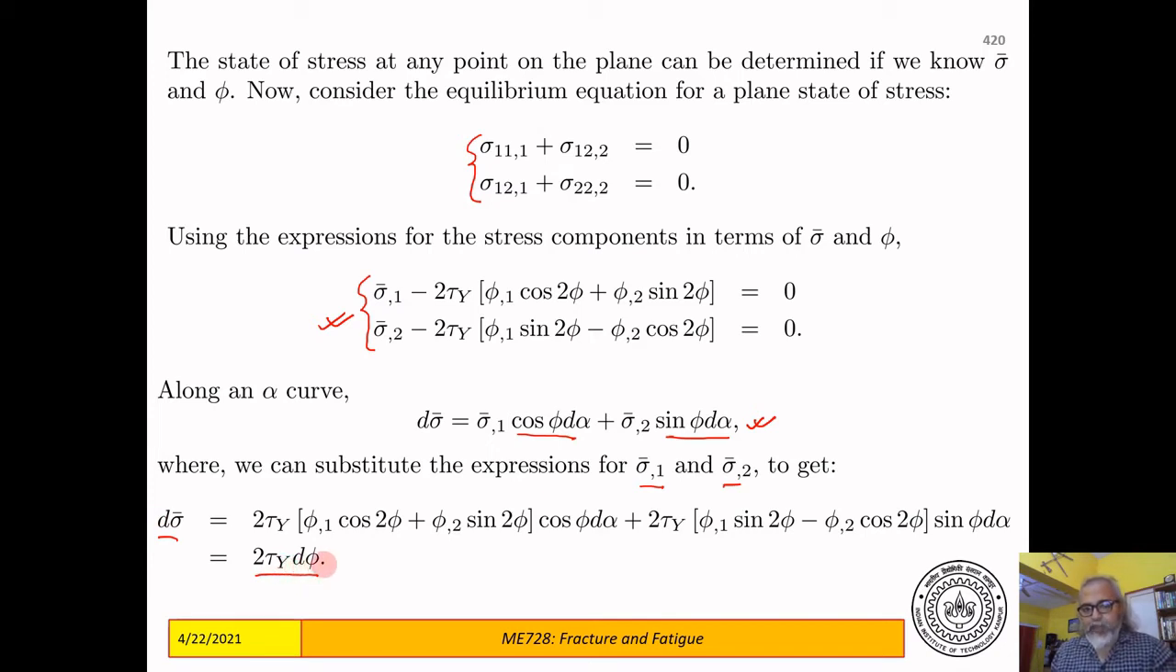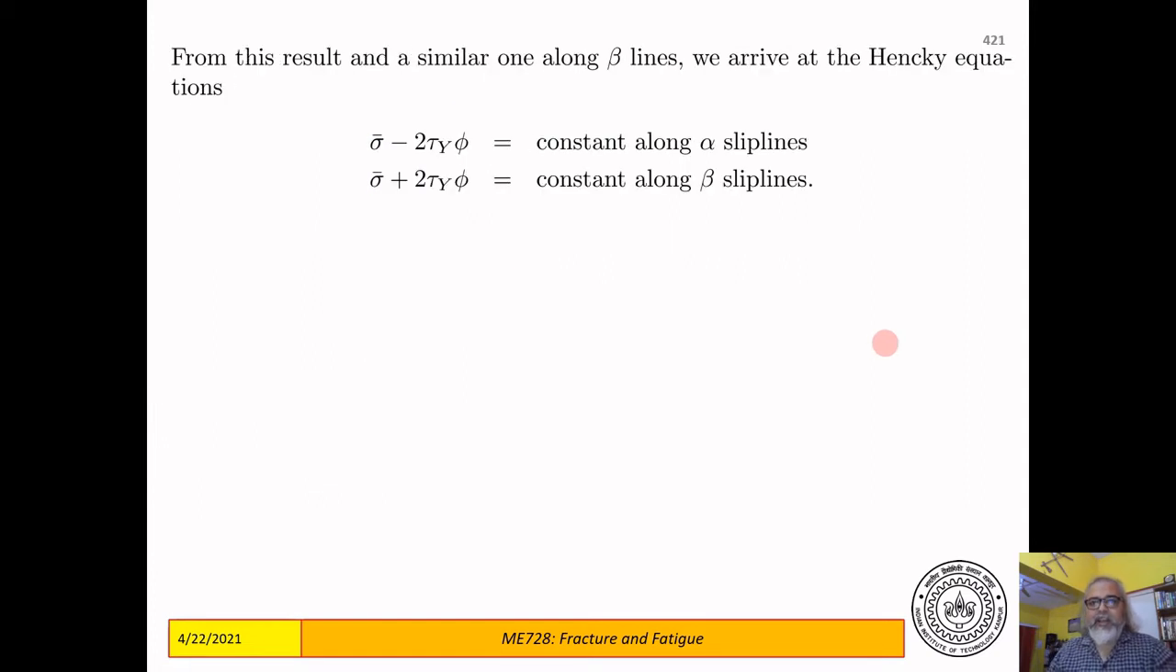tau y d phi. You can do a similar exercise along the beta lines, and we get what are known as the Hencky equations for the slip line field. So sigma bar minus 2 tau y phi is constant along alpha slip lines, and sigma bar plus 2 tau y phi is constant along the beta slip lines. So these two are going to be our guiding equations for interpreting the slip line field.